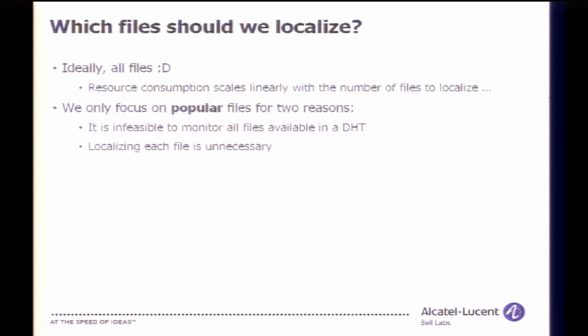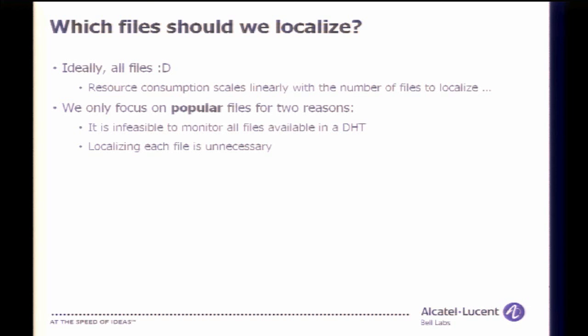Ideally, you want to localize all the possible files in a peer-to-peer network, which is millions. Because I told you that you need to insert Sybils in your DHT, you're going to need multiple Sybils for each file. So that means that your resources are going to scale linearly with the number of files, so it is impossible to do.